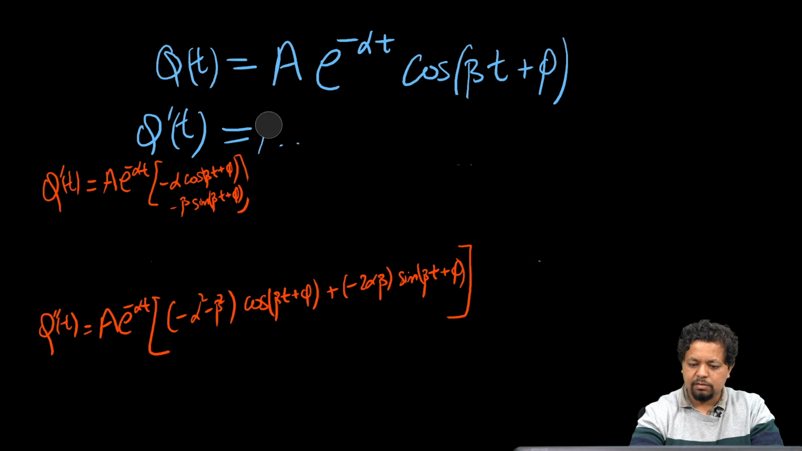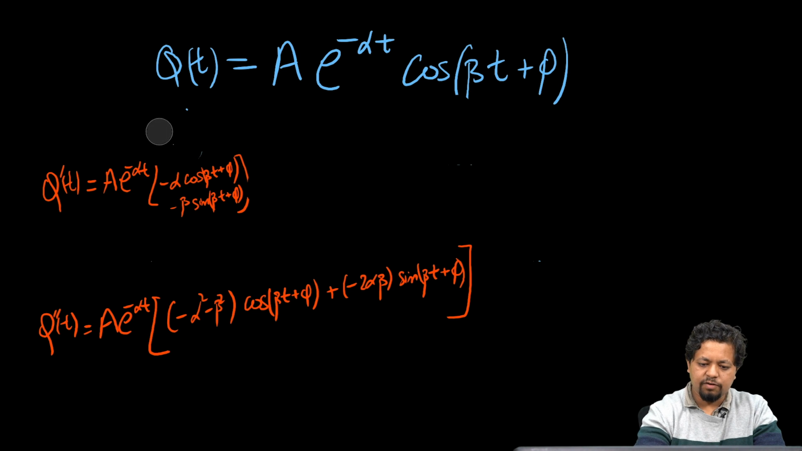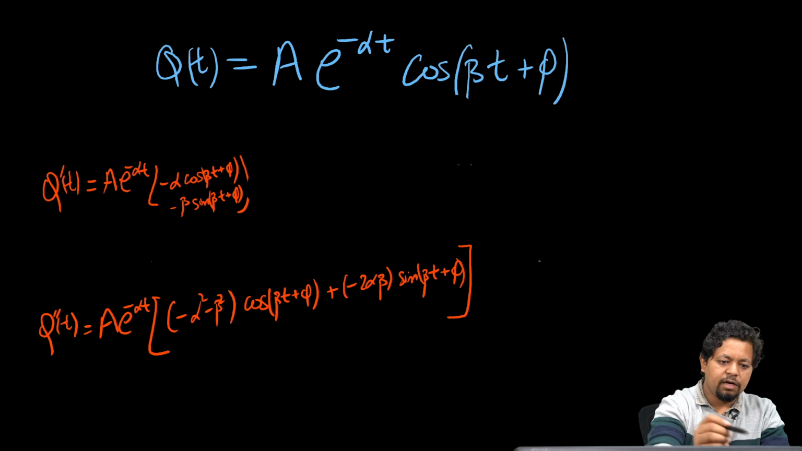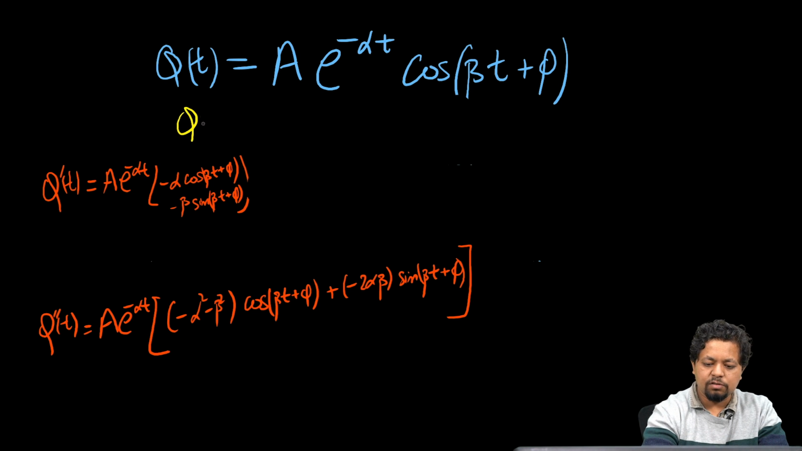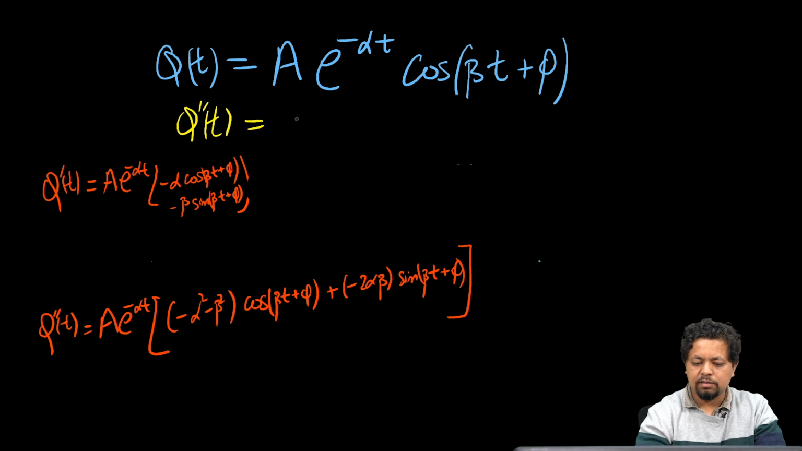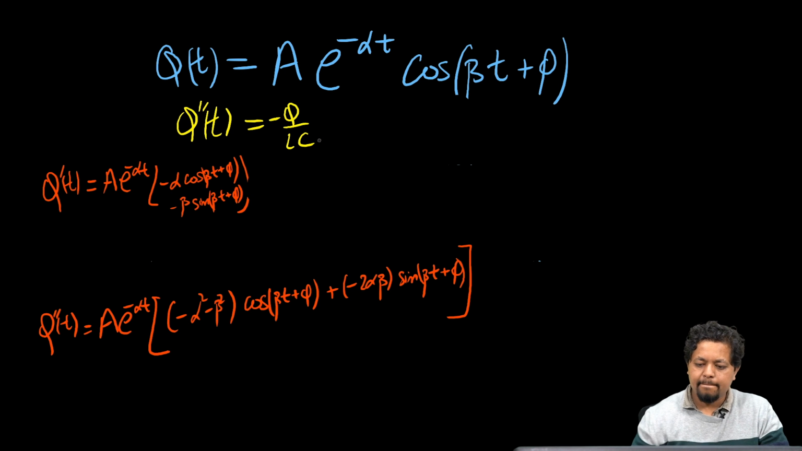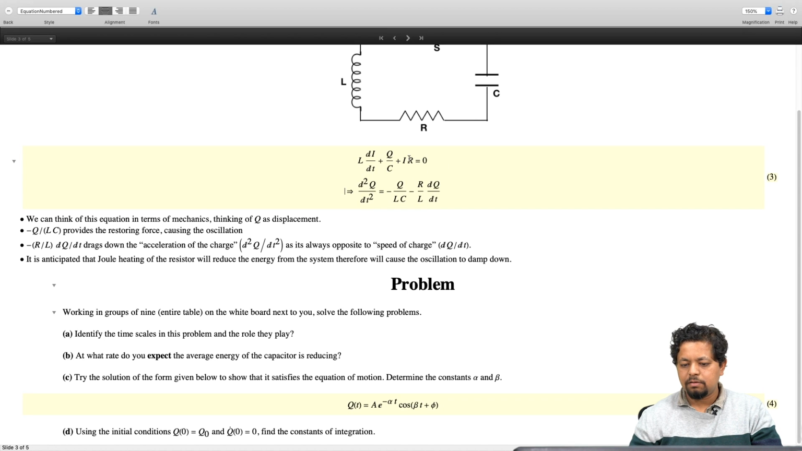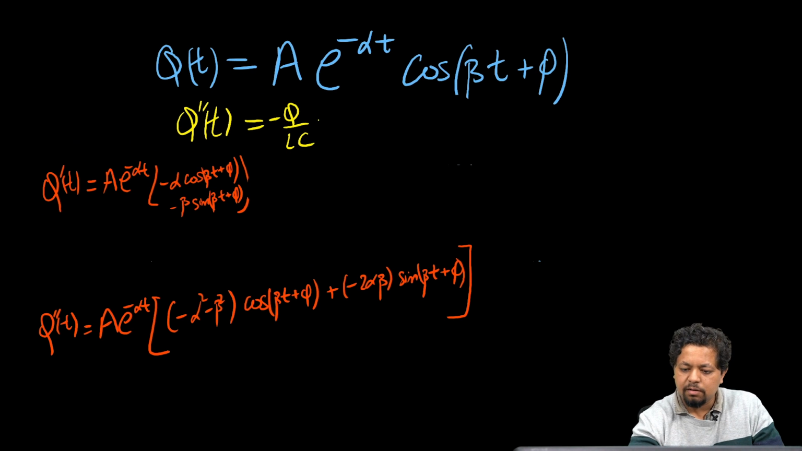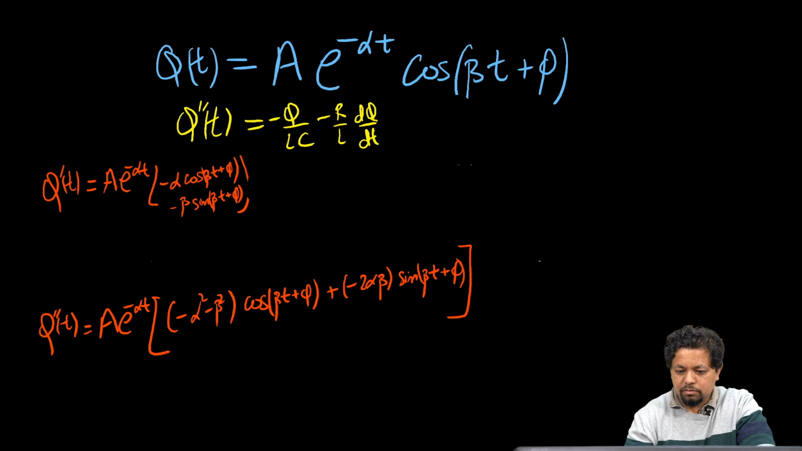Now what I want to do is look at the differential equation. So that's my q of t. Let me write down my differential equation. The differential equation was q double prime of t is minus q by LC minus r by L dq by dt. So let's go ahead and substitute q double prime, dq by dt and q in this equation, and compare on both sides the coefficients of sine and cosine terms.